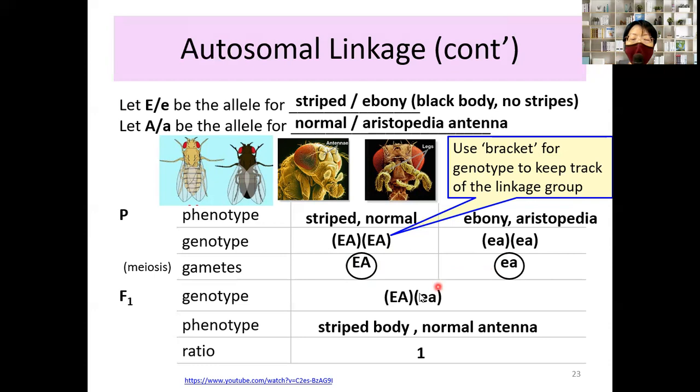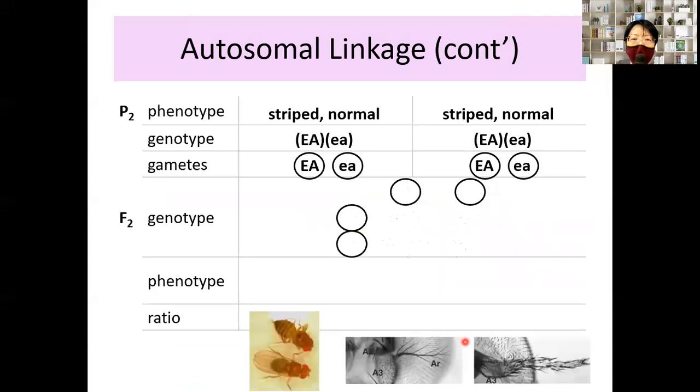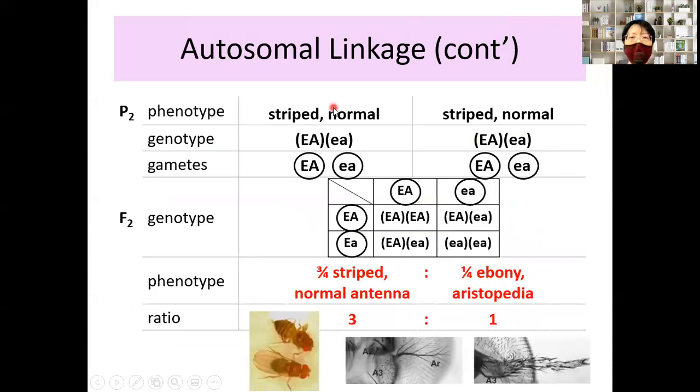Okay, gametes. And then F1 genotype. Okay, so this is heterozygous. Genotype is heterozygous. Phenotype is striped body and normal antenna. So all the dominant, coded by the dominant allele. Okay. So continue with the cross, right? Take F1 to become P2 and do the cross. So all P2 are heterozygous dominant.